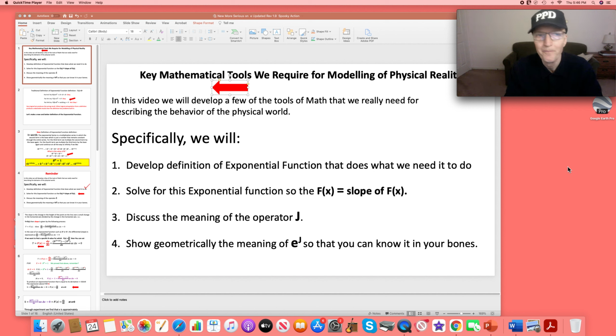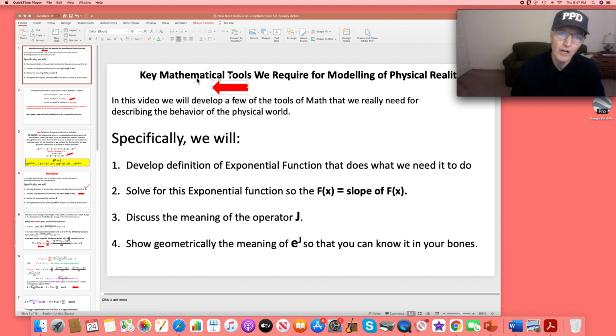Hello everyone! Today I would like to present a video called Key Mathematical Tools We Require for Modeling Physical Reality. In this video we will develop a few of the tools of mathematics that we really need for describing the behavior of the physical world, and in this case especially for describing quantum mechanical waves as they travel.